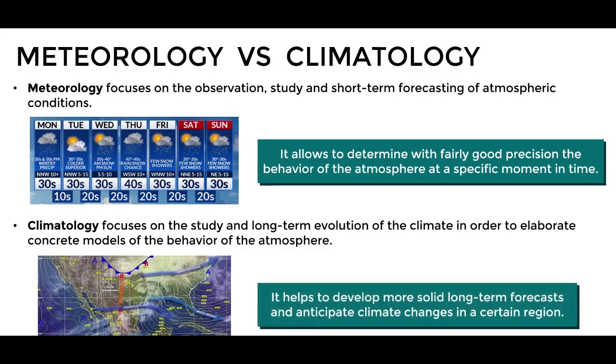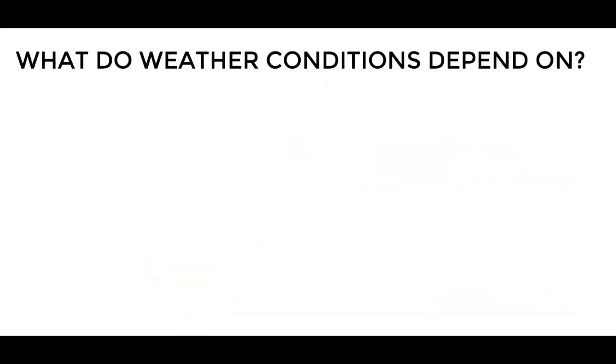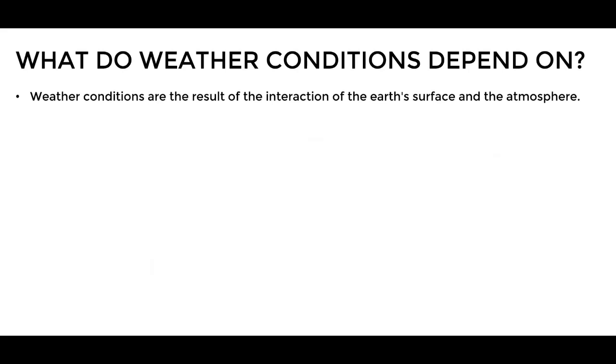It helps to develop more solid long-term forecasts and anticipate climate changes in a certain region. Now, after looking at all these concepts, you might be wondering, what do the weather conditions actually depend on? Well, weather conditions are the result of the interaction of the Earth's surface and the atmosphere. However, that interaction is affected by several factors.